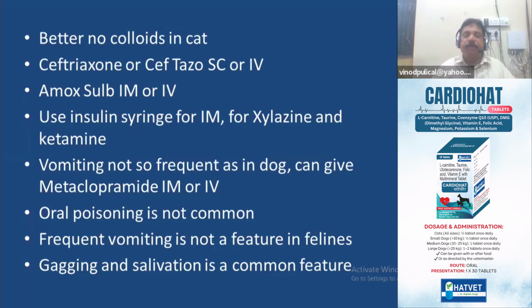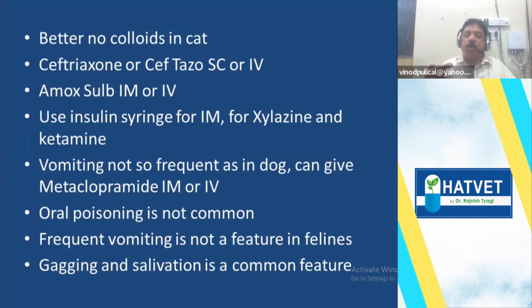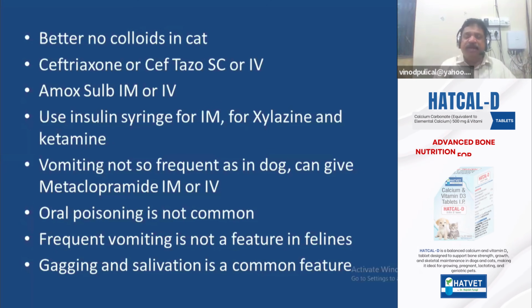And frequent vomiting is not a feature of felines. But gagging and salivation is a common feature. While you give some compounds or medicines orally, it will gag and profusely salivate. Those are also normal things.